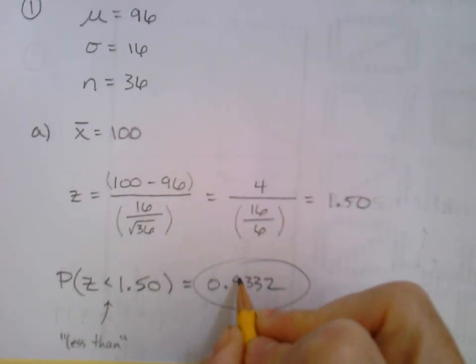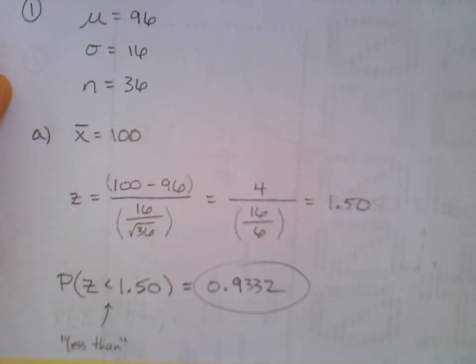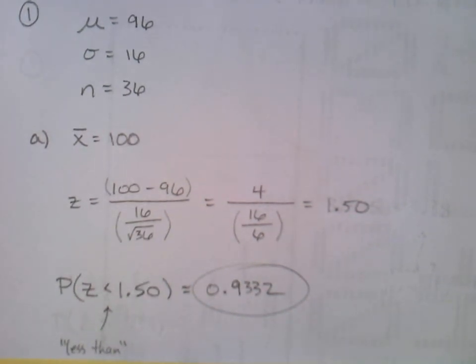The probability that the average age of a sample is less than 100 months is 0.9332, over 93% chance of that happening. You're like, wow, that's a really high likelihood. Now you may kind of reflect on this just for a moment before we get to part B.